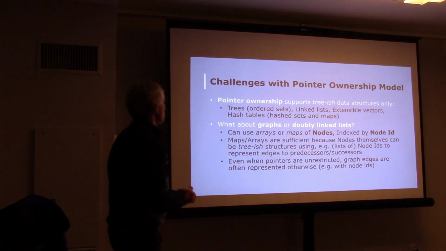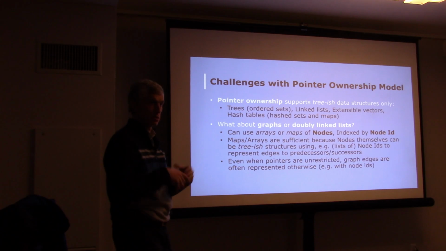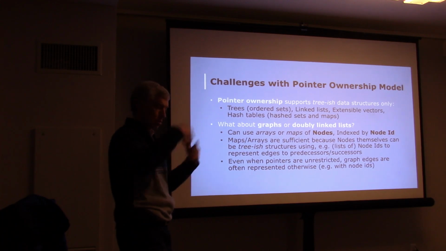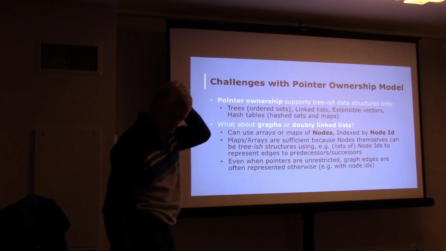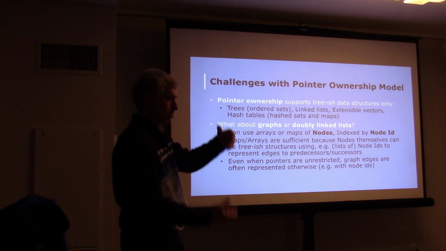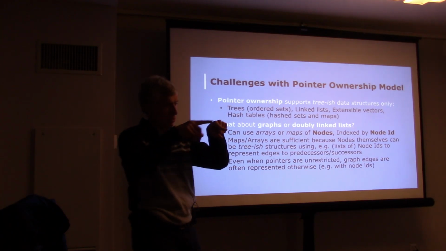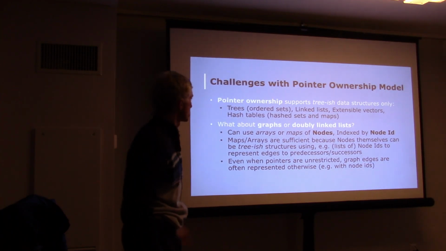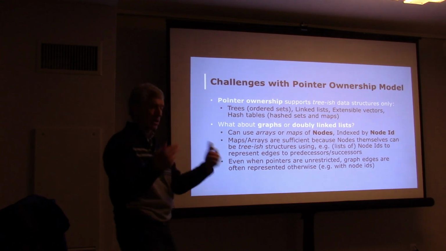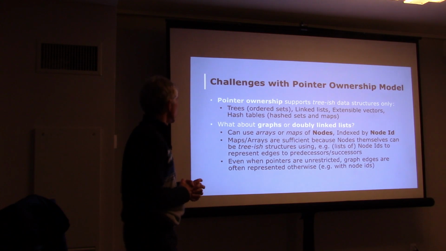So, challenges with pointer ownership. One is from a usability point of view: pointer ownership supports tree-ish data structures only, because it's very hard to create a loop, a cyclic structure, if you have ownership, because you end up having implicitly two owners. There's the root. You've got the thing pointing at the root, and then you've got the tail pointing at the root. So that's going to be a problem. Or a bidirectional link, a doubly linked list, also is a problem.